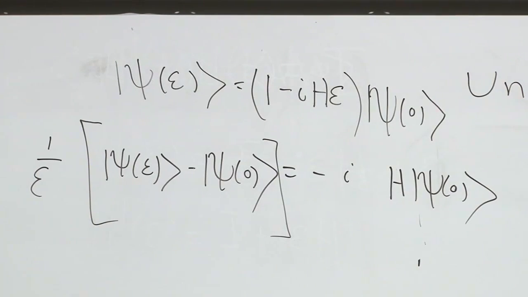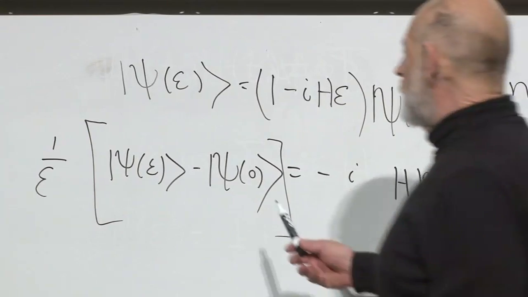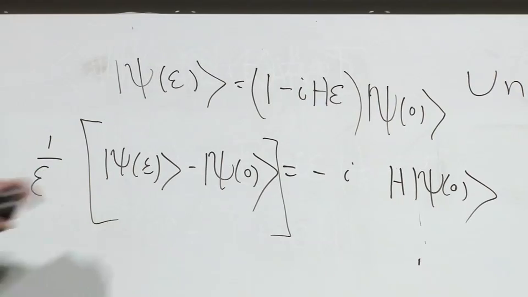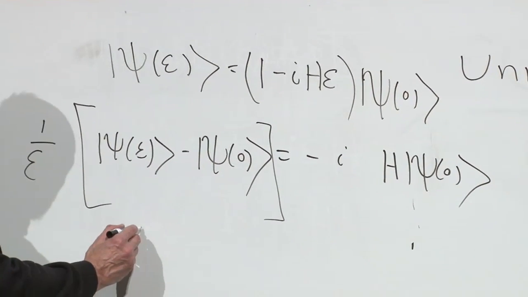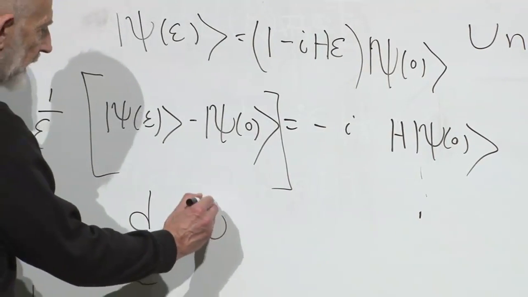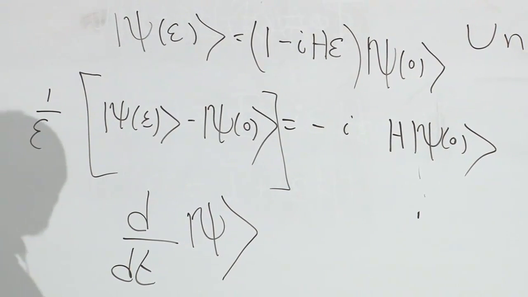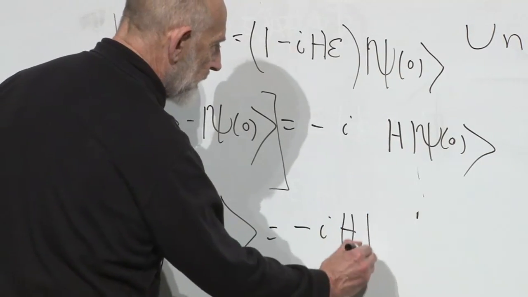We haven't talked very much about taking derivatives of vectors, but it's clear you can do that. You can take the difference between two vectors, that's perfectly well defined. They will be close to each other if epsilon is small. If you divide by the small epsilon, you'll get something which on the right-hand side is just the time derivative of psi. The time derivative of psi equals minus i h psi.